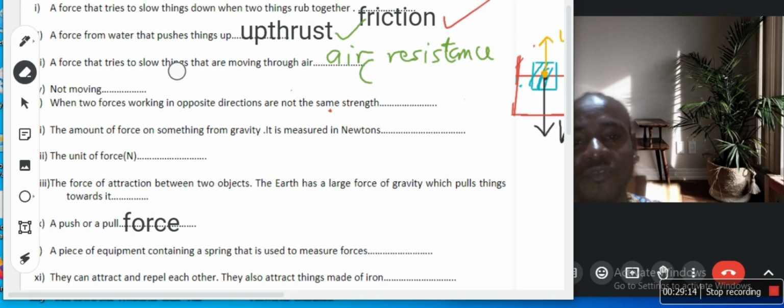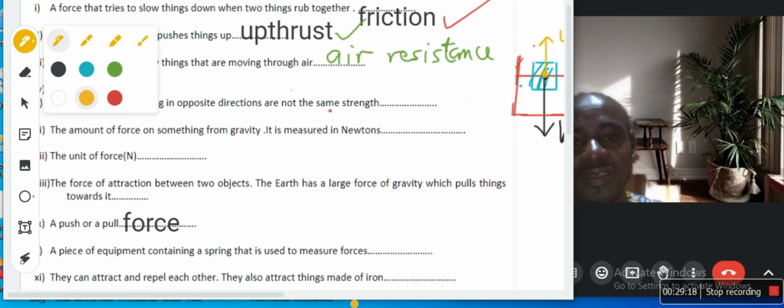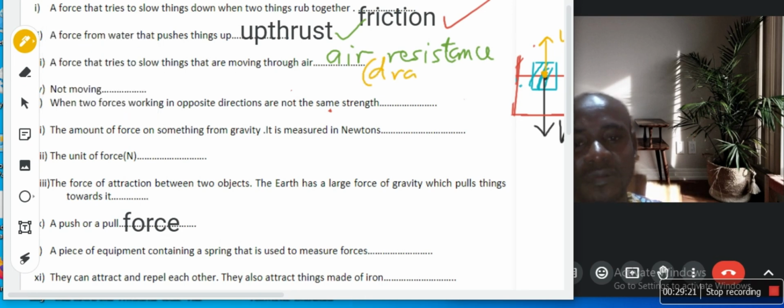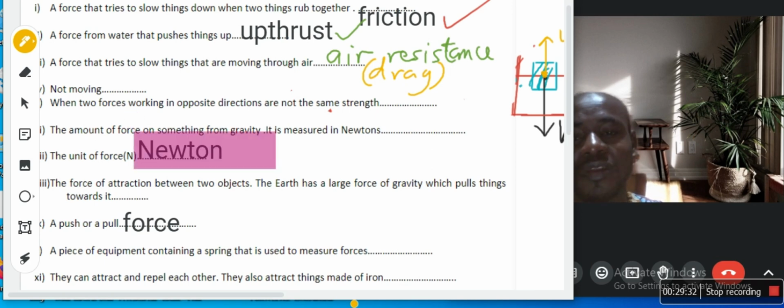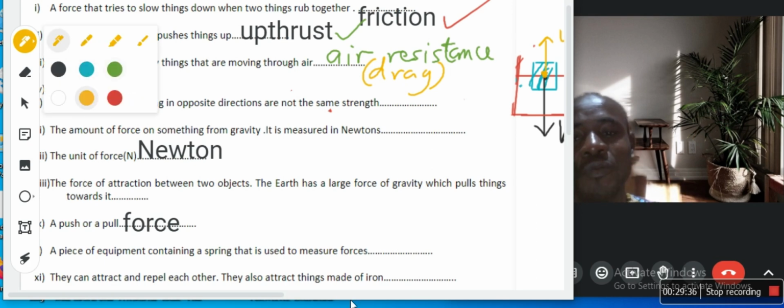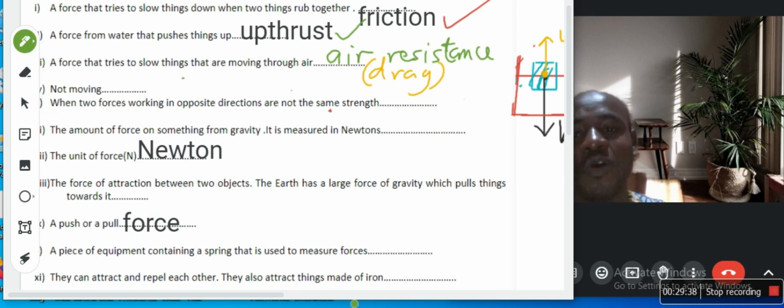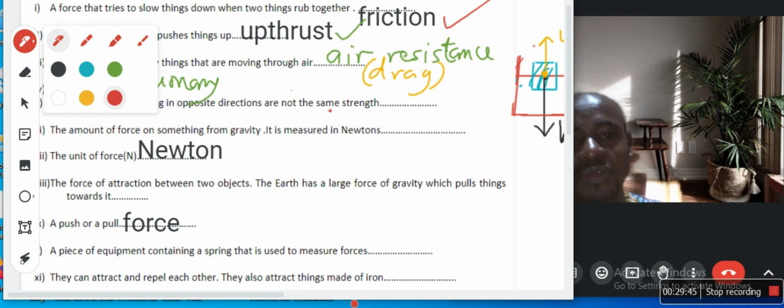What is another name for air resistance? Drag, D-R-A-G. Okay. Not moving means what? When we say something is not moving, use another word for it. Still. Rest. At rest. Stationary. Stationary or rest. You can use the word stationary. So I'll mark it for you, so that we can work faster.